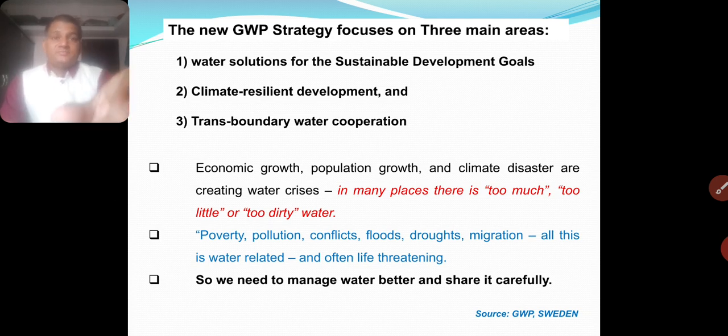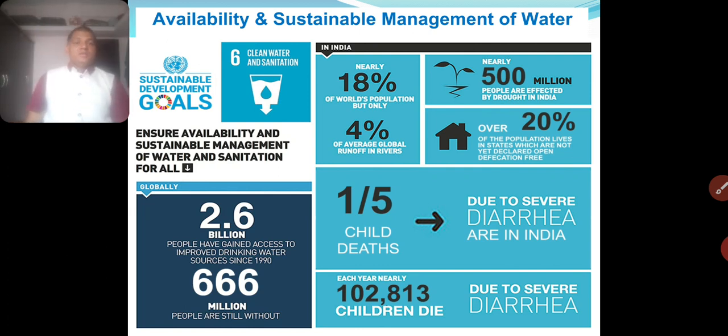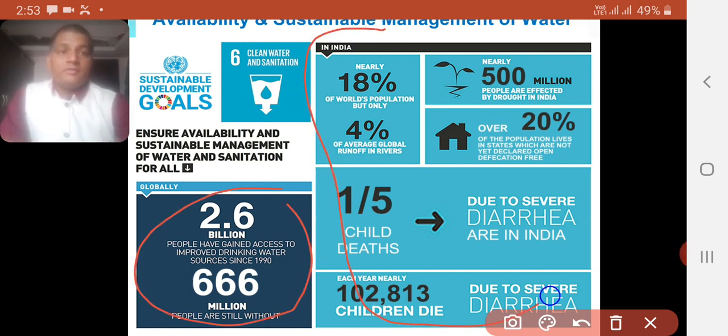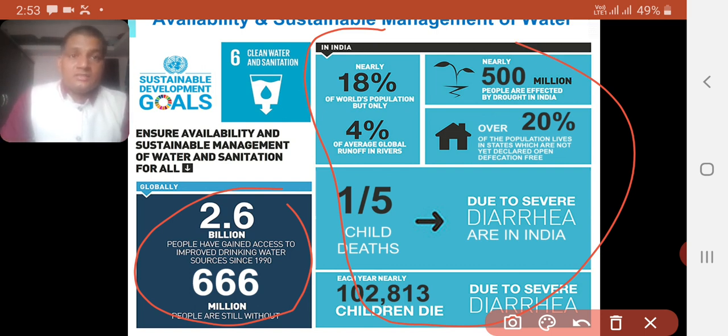Okay, so if you look at this picture, you will find the availability and sustainable management of water. You can see here, this is the global level and this is the Indian level. In this, what exactly they have pictured is Sustainable Development Goal 6, which is for clean water and sanitation. It ensures availability and sustainable management of water and sanitation. 2.6 billion people have gained access to improved drinking water sources since 1990, and 666 million people are still without water. Look at the picture. That's why the United Nations has focused on this and set Sustainable Development Goal 6 for water and water resources.